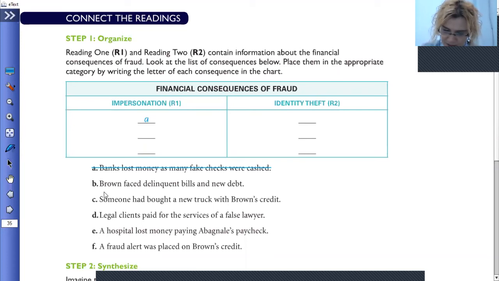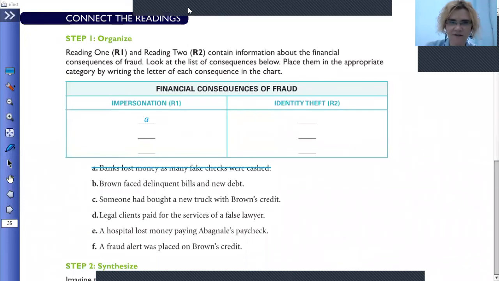I'm gonna ask Dimas. Good morning. Good morning, Miss. Yeah, can you answer that one? What is impersonation from reading 1? Where does B go? What? Can you repeat that one again? Where does B go? Oh, Brown faced delinquent bills, so identity theft, reading 2. Yeah, very good. What about C? Also in identity theft. Yeah, correct.